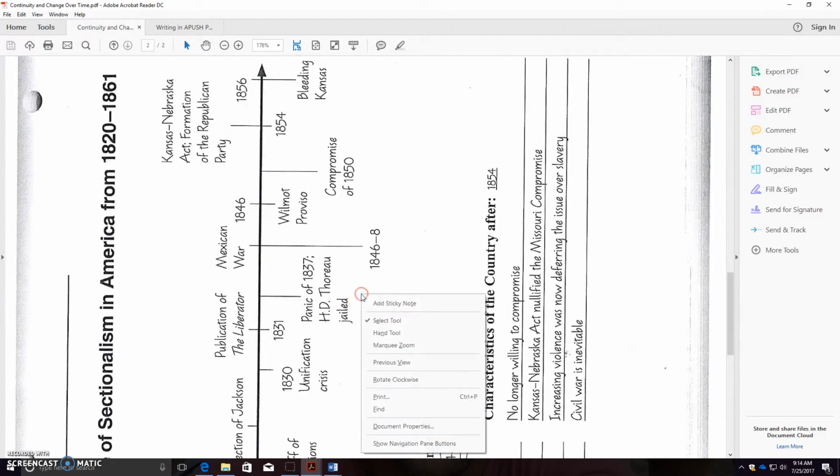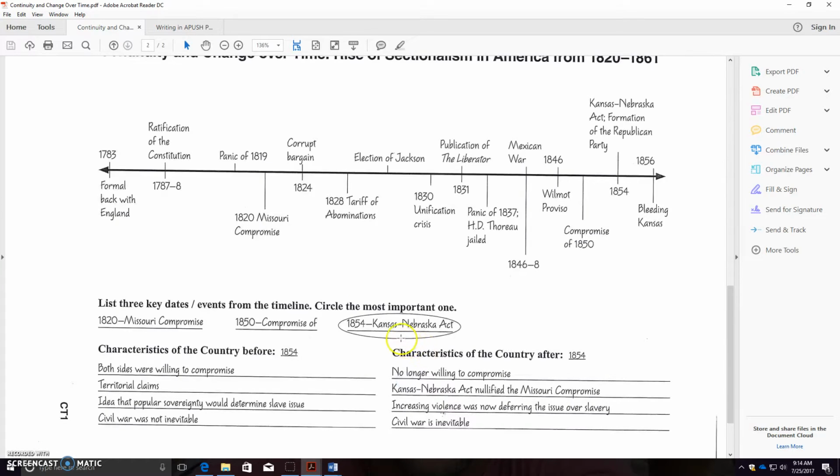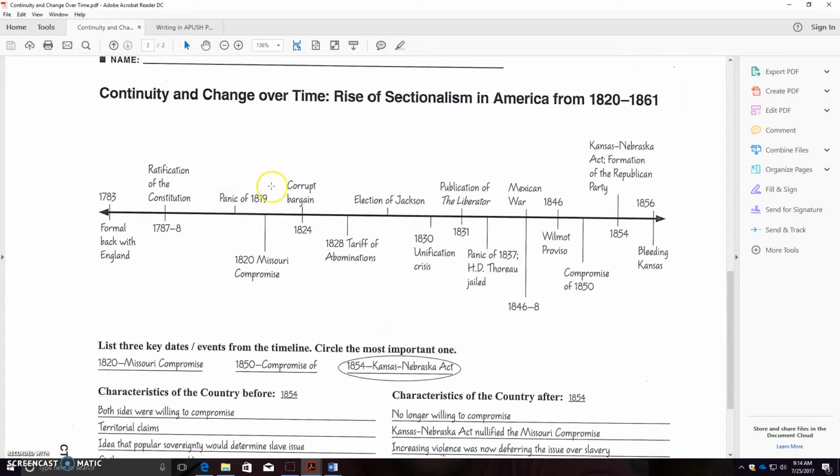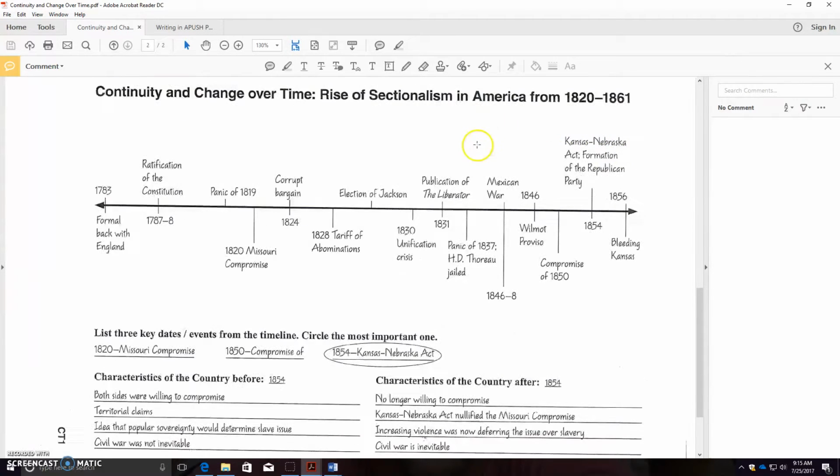So we got to flip, rotate clockwise, there we are. So this example is wanting us to look at continuity and change over time from the rise of sectionalism in America from 1820 to 1861. So this is the time period right before the Civil War where everyone begins arguing over slavery. For some reason they have all of these other dates, but really we're starting here at 1820 and we're going to 1861 when we have the outbreak of the Civil War.